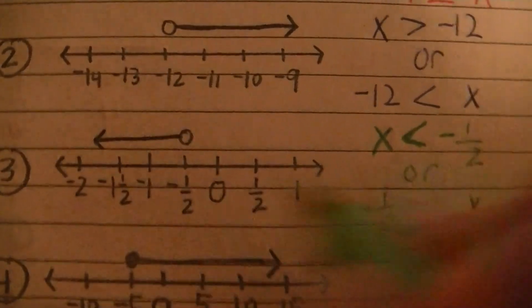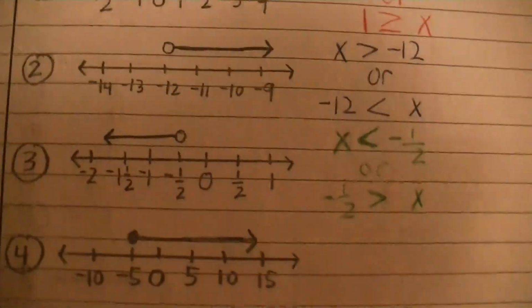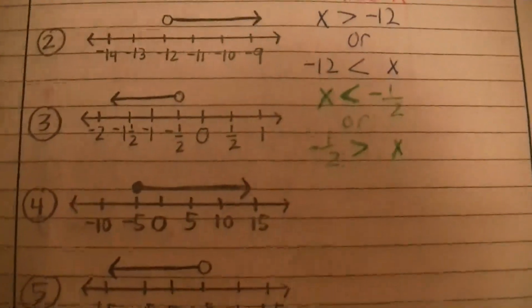Do I put a little half and equal sign? Nope, it's an open circle. Okay, again, what was bigger? X or -1/2? -1/2 is bigger. Okay. Next problem I'll do in pink.